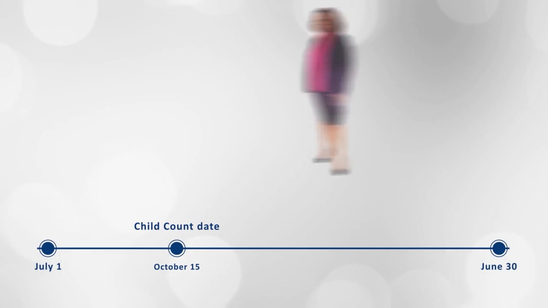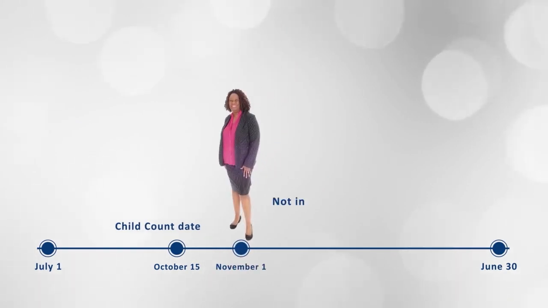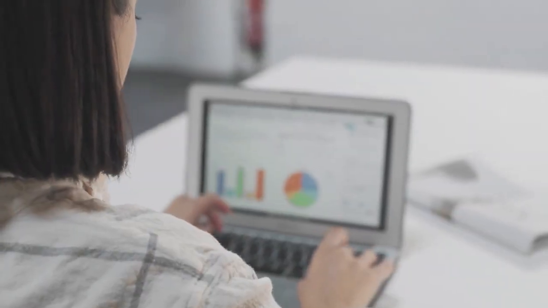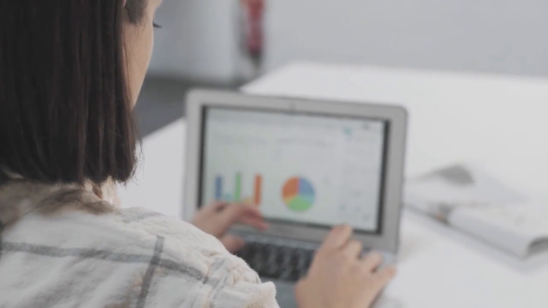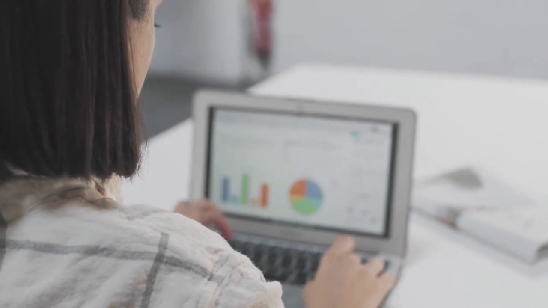For example, if a state's official child count date is October 15th, a special education teacher who is not hired until November 1st would not be included in that year's personnel data because the teacher was not providing services on the state's October 15 child count date. States must take steps to ensure that personnel data are of high quality so that stakeholders have confidence in using the data to inform decision-making.